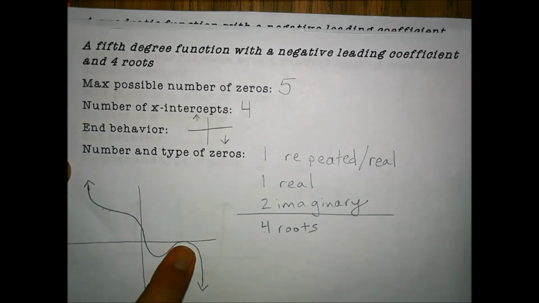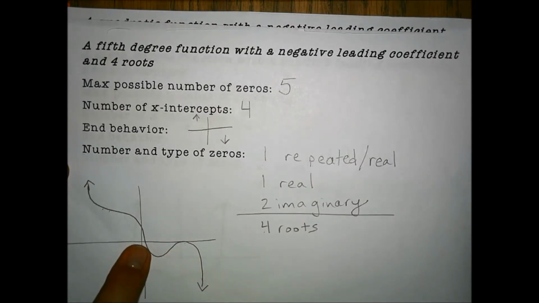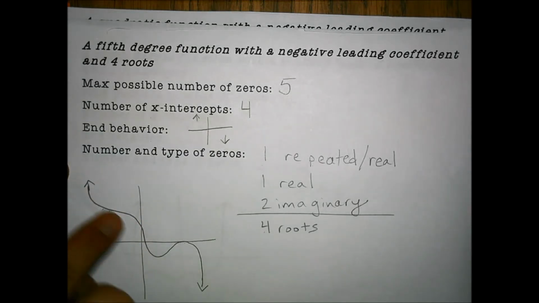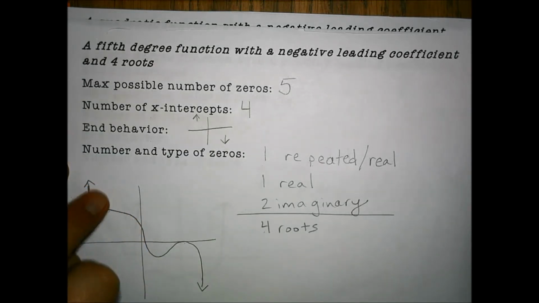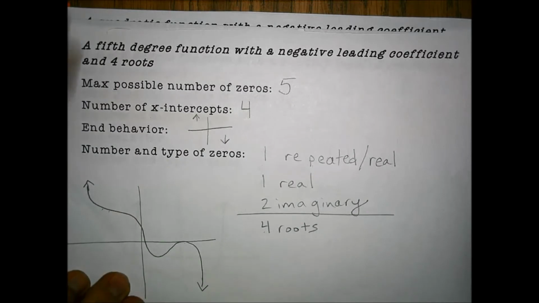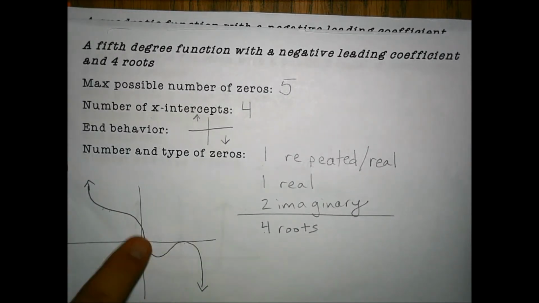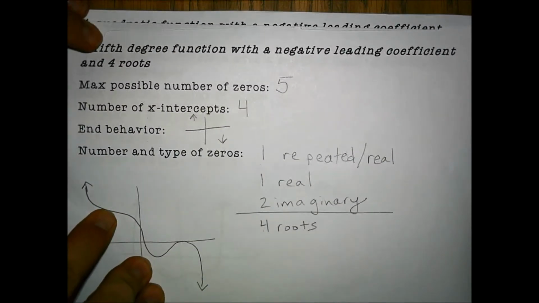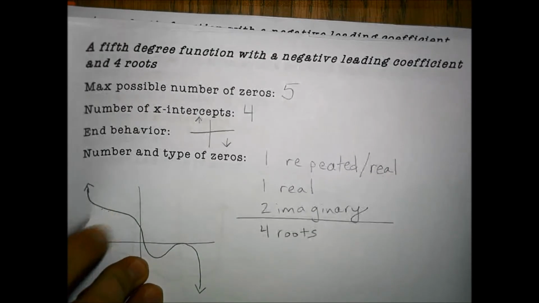1 repeated, 2 factors of x. 1 real, 1 more factor of x. We're up to 3 now. And then 2 more imaginary means 2 more factors of x. 1, 2, 3, 4, 5 factors, 5 degrees.